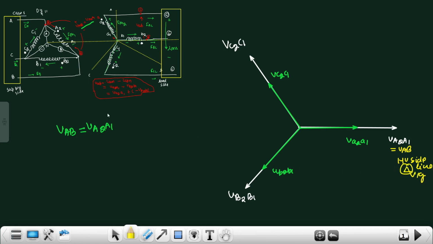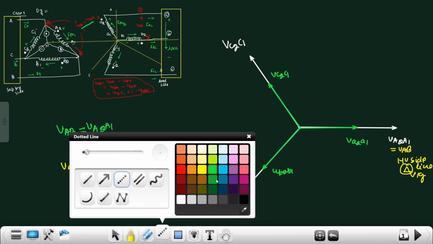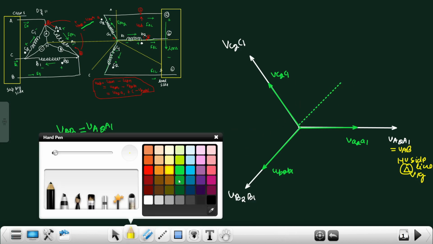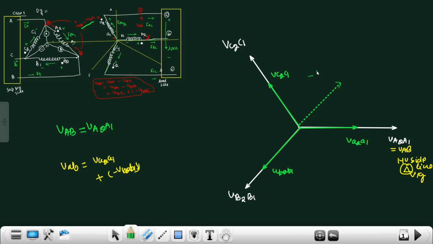Now we have to find out the VAB. So here VAB is VA2A1 plus minus of VB2B1. First of all, VA2A1 is already known, but we have to find out the minus VB2B1. So this is plus VB2B1, and minus VB2B1 will be 180 degrees out of phase. So we will draw minus VB2B1, which is 180 degrees out of phase.